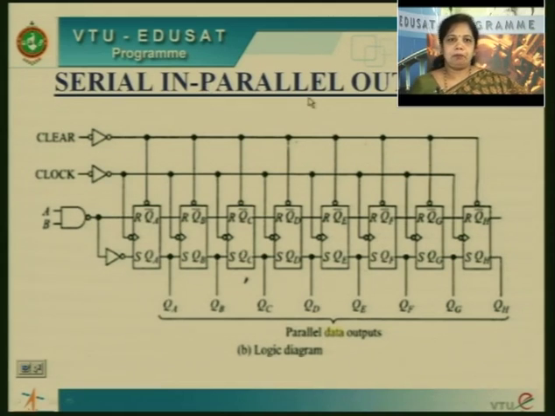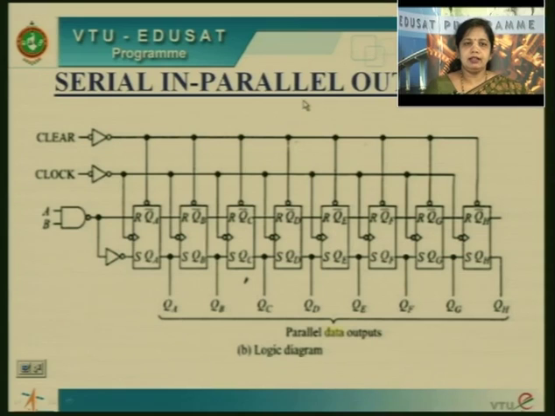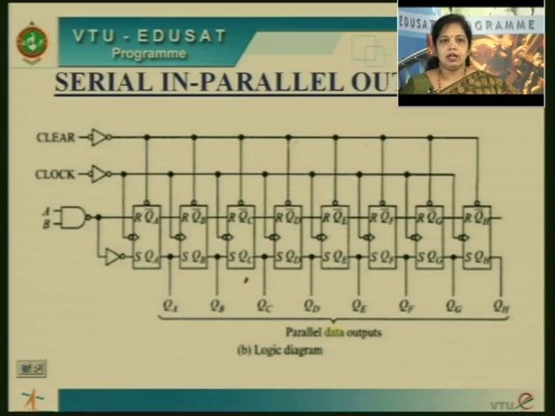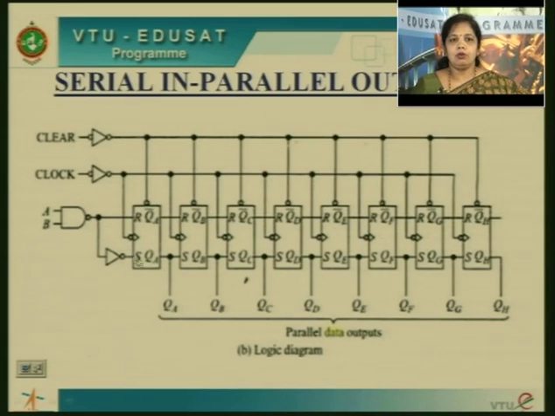So what is this parallel output? In serial output, I need to wait for 4 clock pulses in the case of a 4-bit register to get my data. Suppose I want my data immediately, and I don't want to wait till the end of the clock pulses. Then I can immediately take data from each flip flop. That is called parallel. You can see here the output of the first flip flop is taken here, QA, QB, QC, QD, like this up to H. So all the data I can take from each flip flop in parallel, meaning simultaneously.